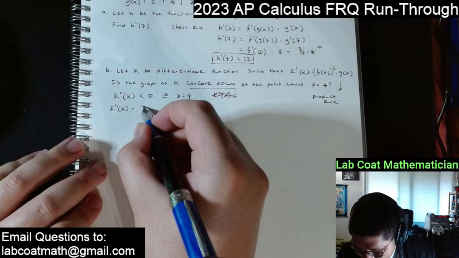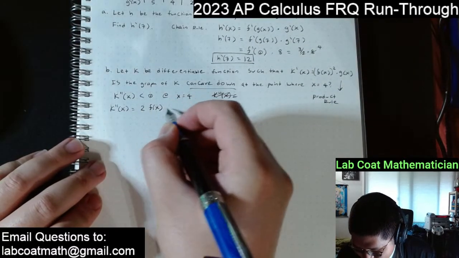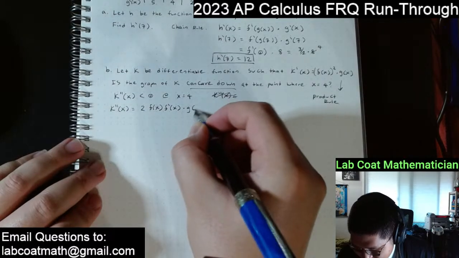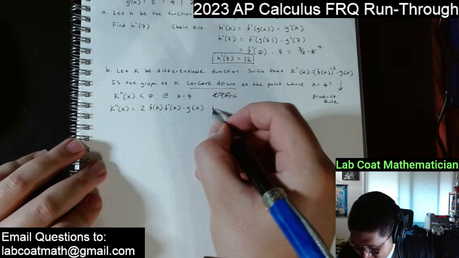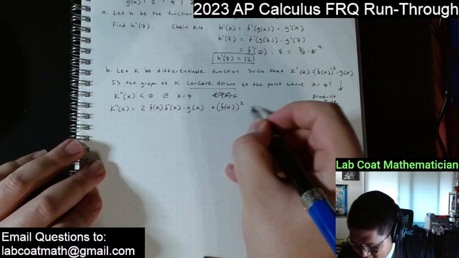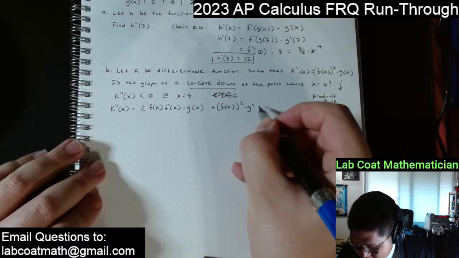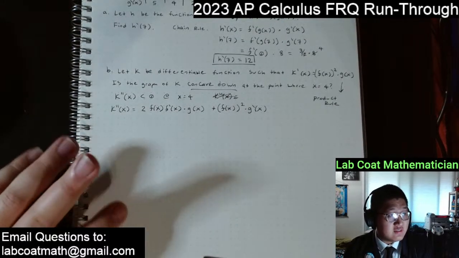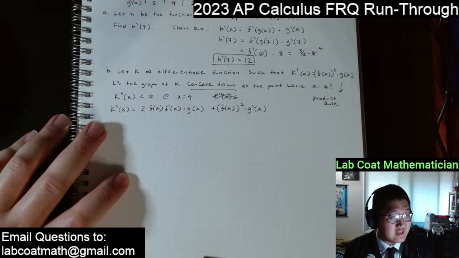By bringing down 2, that's f of x multiplied by f prime of x times g of x as the first part of product rule. Then we're going to add that with the second part: f of x, all that squared, leaving that entirely alone, multiplied by g prime of x. Okay? That is how we use the product rule to get to the second derivative of k.